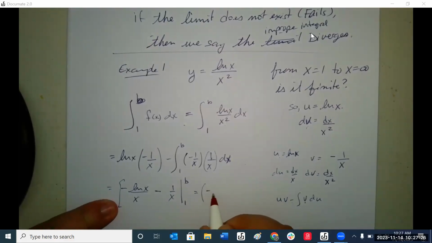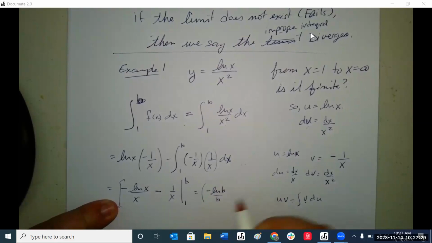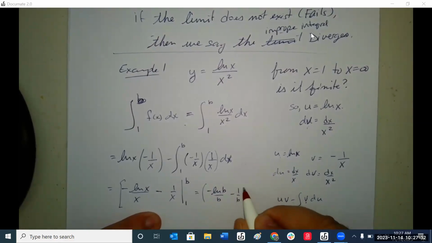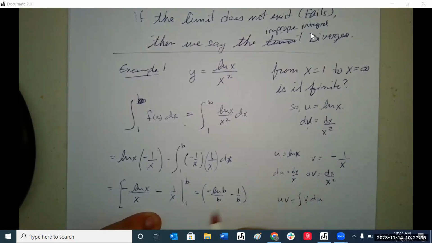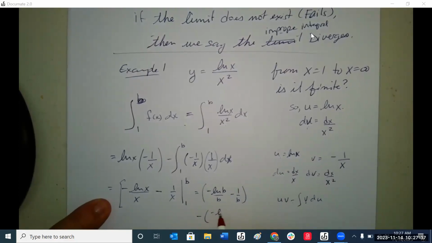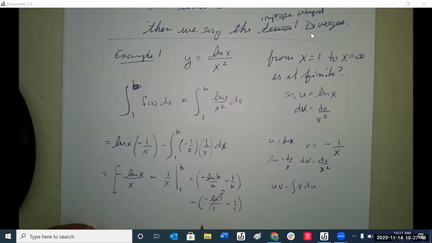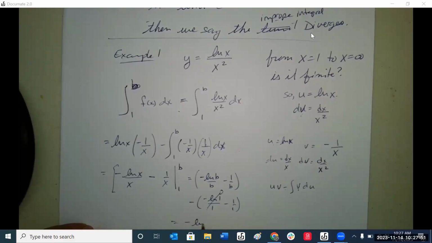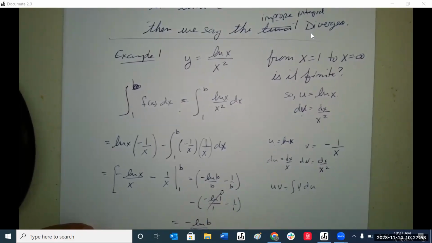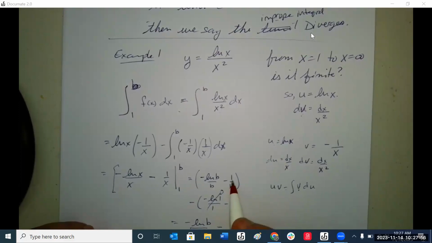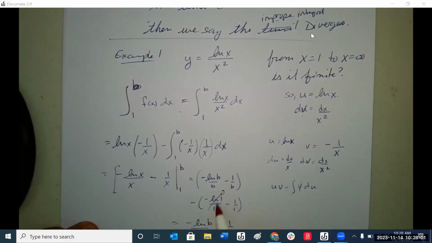So we have negative ln b over b minus 1 over b, minus negative ln 1 over 1 minus 1 over 1. This goes to 0. For ln b over b minus 1 over b, negative plus 1.